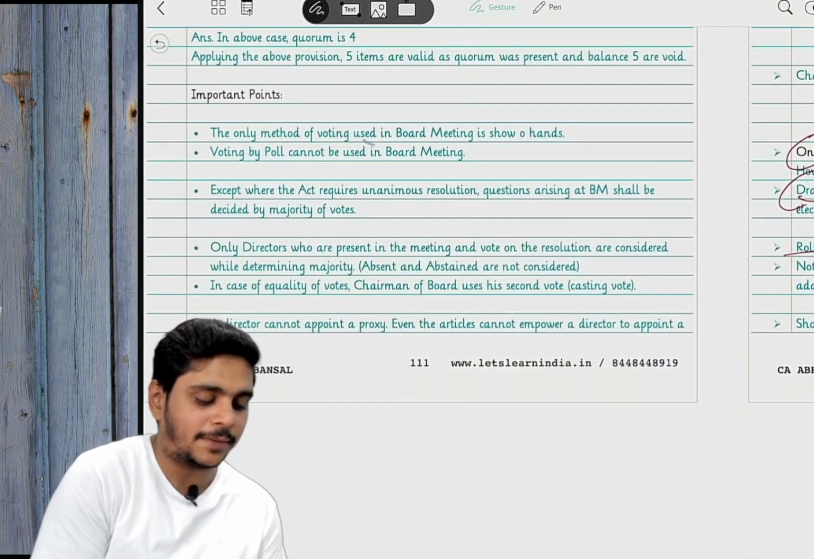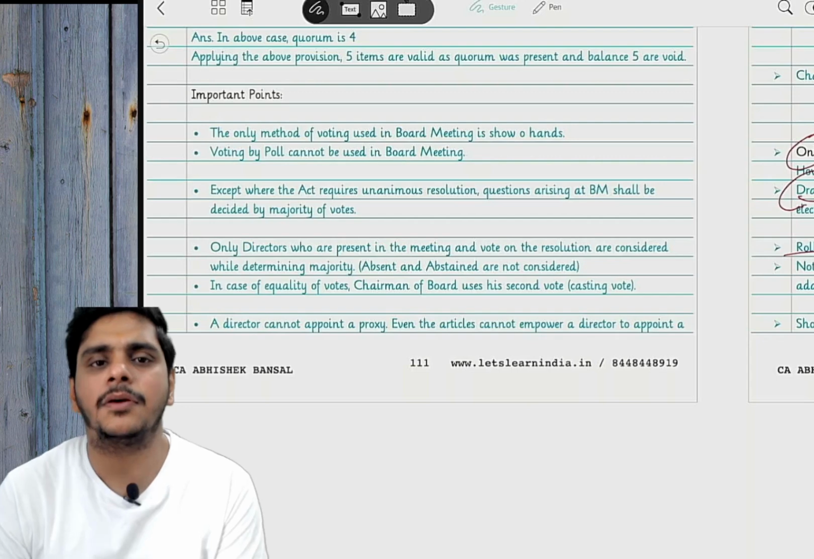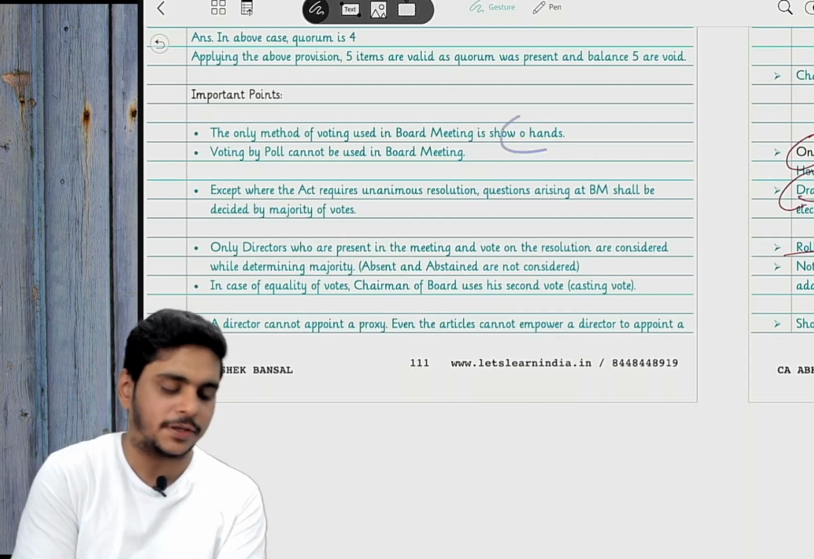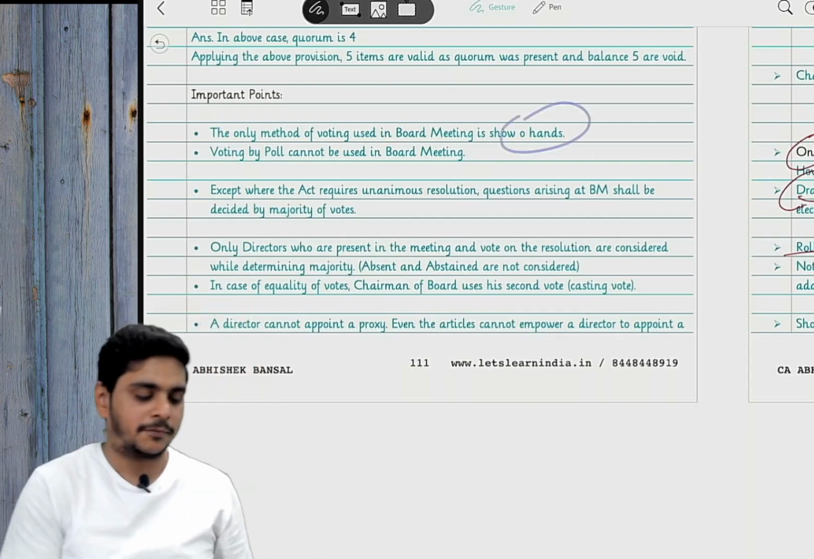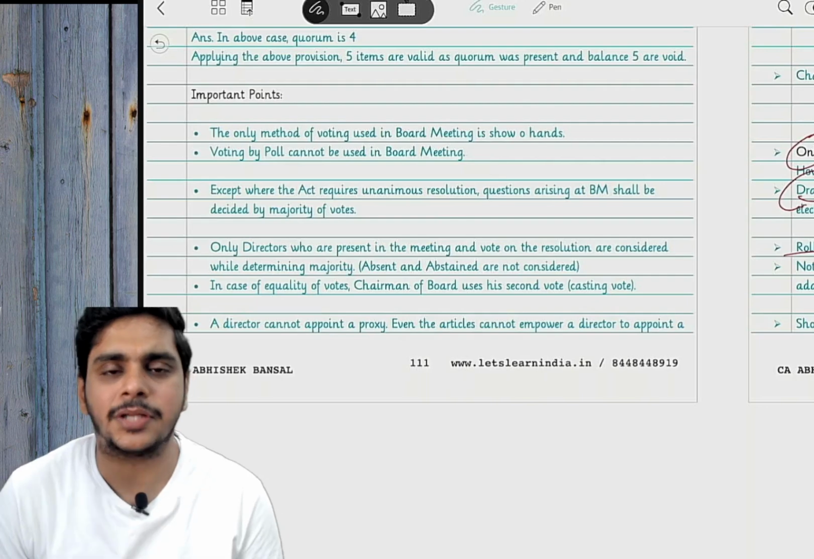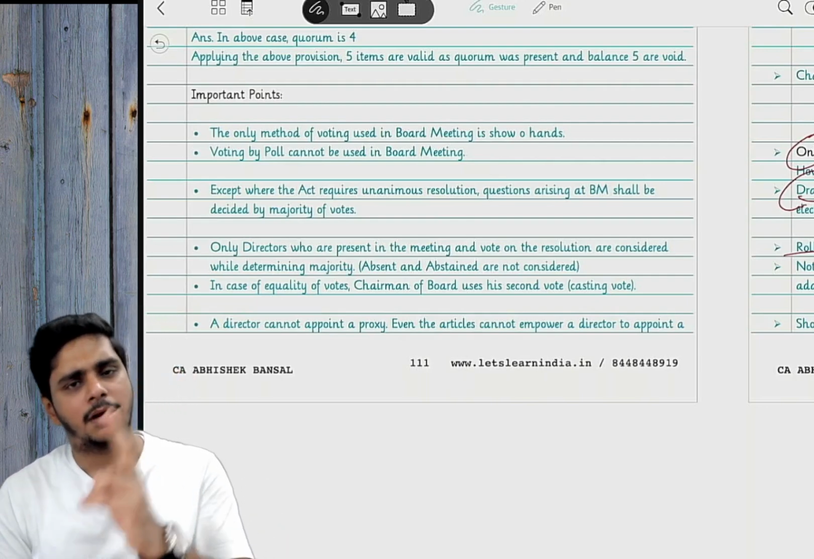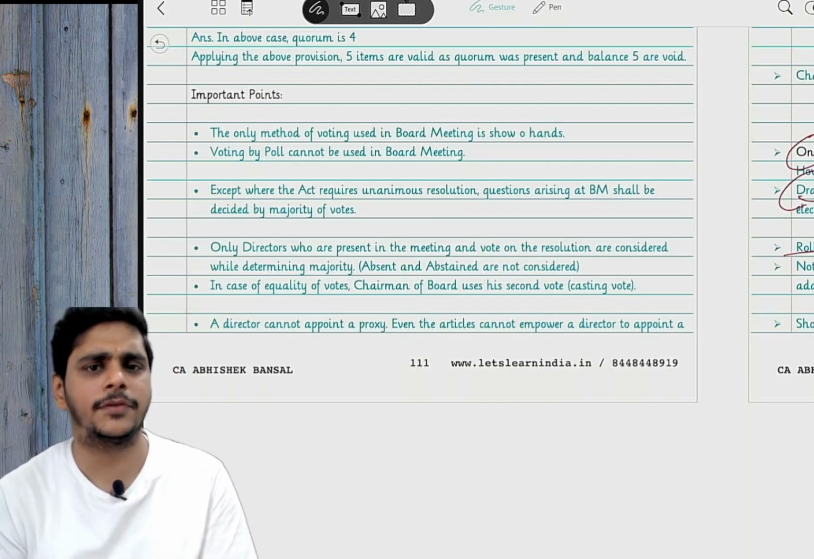Important points, which can be used in the MCQ or objective part. The only method of voting in a board meeting is show of hands. Voting by poll cannot be used in a board meeting, except where the Act requires a unanimous resolution. Unanimous means basically 100%. There are 2 sections where we require 100% approval of the board.